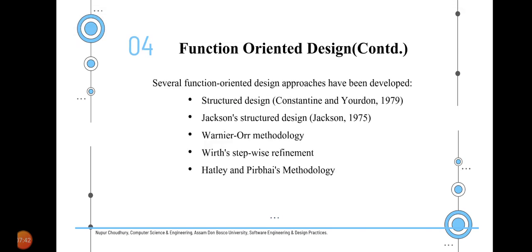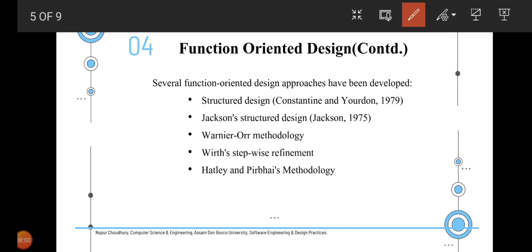So function oriented design approaches have been developed and they are represented using various methodology and design diagrams, and they are basically derived from various concepts which were developed by various scientists. The first is the structured design. So structured design, as already discussed, corresponds to the divide and conquer policy, and it breaks down the entire system into smaller functions and each function is individually dealt with.